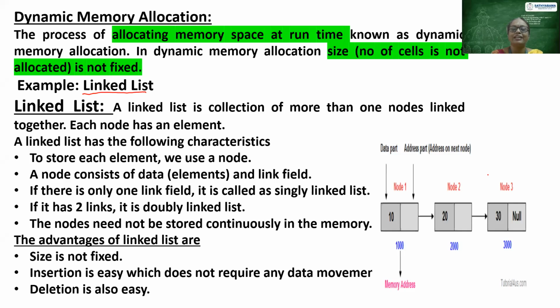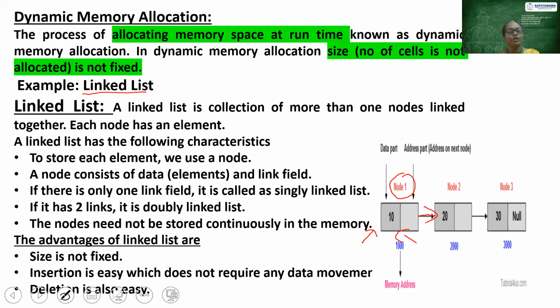When you see this, they are saying this is a node. What is a node? A node is nothing but the data part as well as the address part. Both will be linked, and it will go to the next data. So the linked list concept also comes under the category of dynamic memory allocation. The nodes need not be stored continuously in the memory.